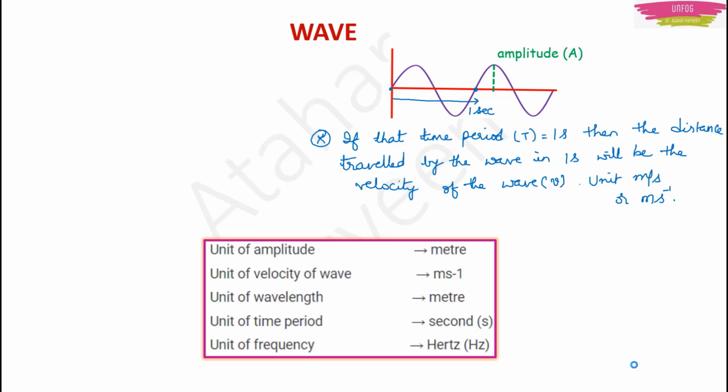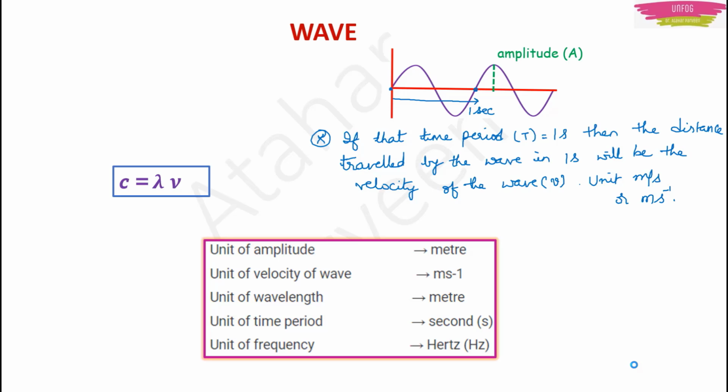Okay, now let's have a glance at all the units. Amplitude, meter. Velocity, meter per second. Wavelength of a wave, it will be in meters. Time period, it will be in seconds. Frequency, it will be in hertz or per second. Now the velocity of the wave or velocity of the light is the product of wavelength and frequency. This you have to remember. c is equal to lambda nu. This is a very important expression for us.